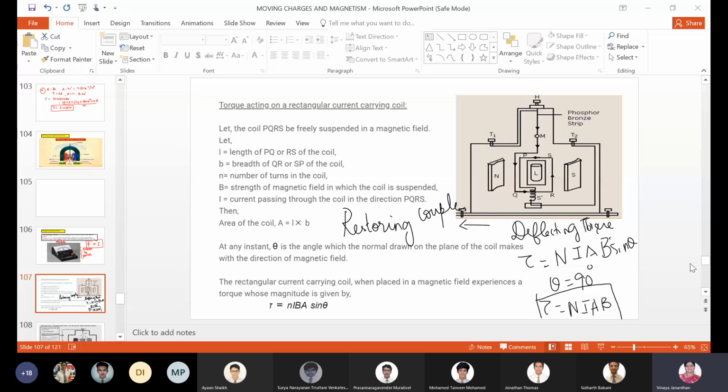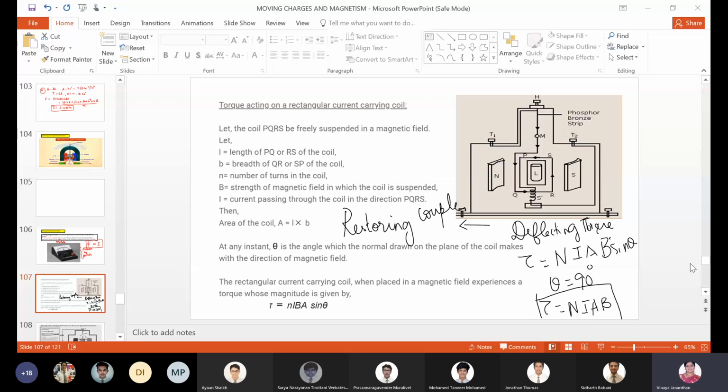The torque experienced by this current carrying coil placed in a magnetic field is NIAB sine theta. It depends on the number of turns of the coil. The more the number of turns, the more the torque. If the current flowing through the coil is of greater magnitude, the torque will be greater, and it also depends on the area of the coil and the strength of the magnetic field.